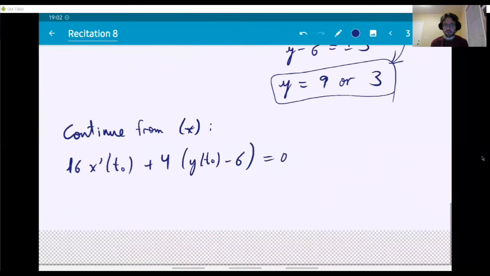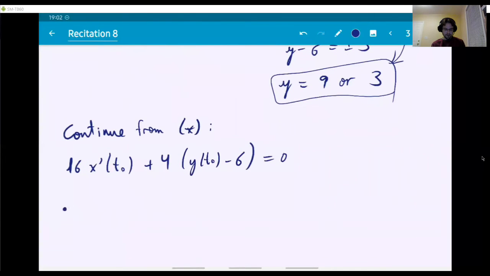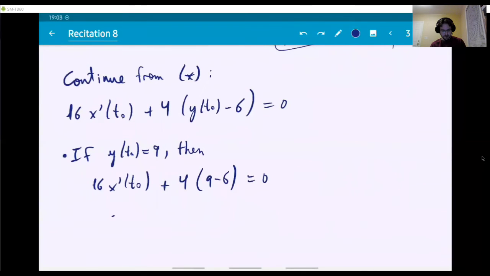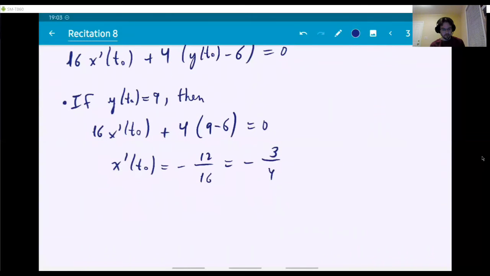Now we just have the two possible scenarios to analyze. We found two values for y of t0. If it is the 9, then just solve for x prime. So 16x prime plus 4 times 9 minus 6 equals 0. So what is this going to be? This is 12. So minus 12 over 16, which you can simplify if you want by dividing by 4, minus 3 over 4. This is one possible value for x prime.